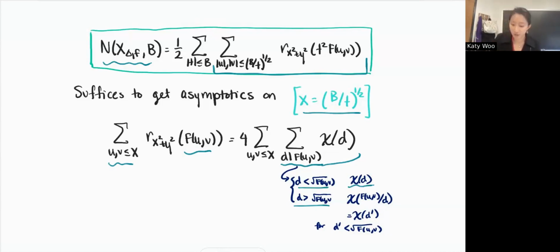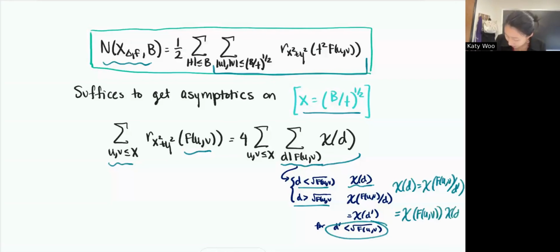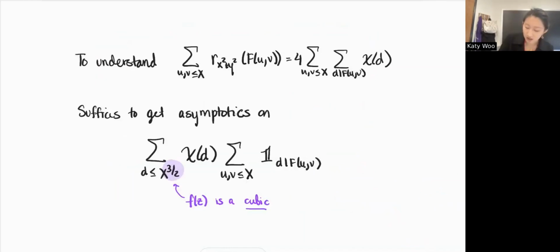And when it's greater than the square root, then we'll know that chi of d is equal to chi of f of uv over d prime, for some d prime less than square root of f of uv. And then if we know certain things about the congruence class that u and v sit in, then we'll know that this is chi of f of uv times chi of d prime. And so our sum over d becomes a sum over d prime, which is less than the square root of chi of d prime.